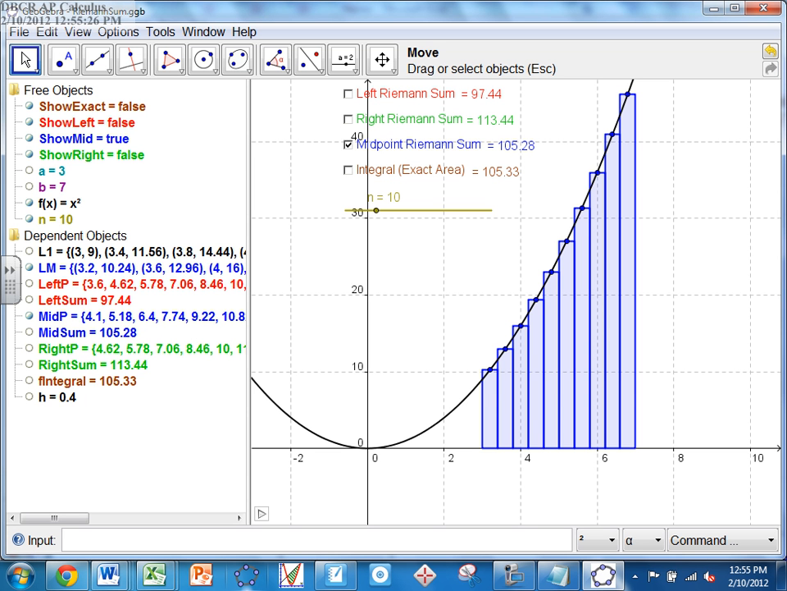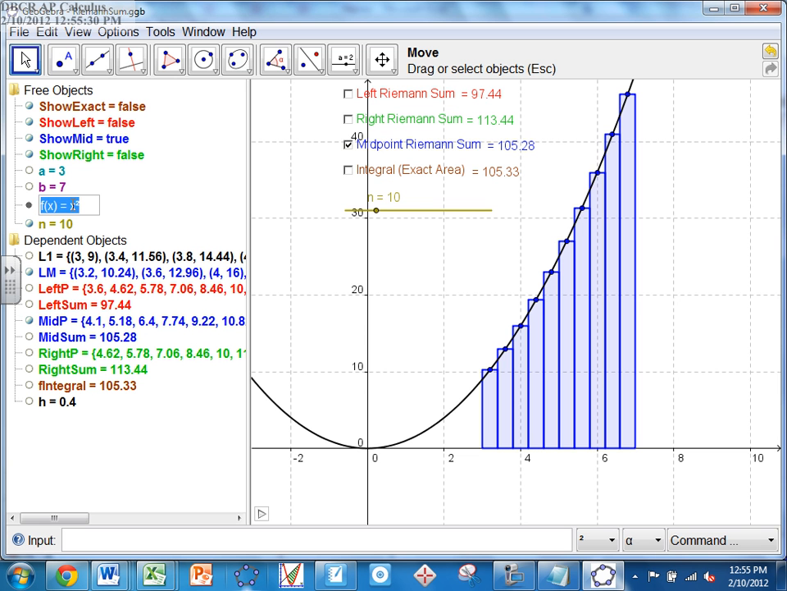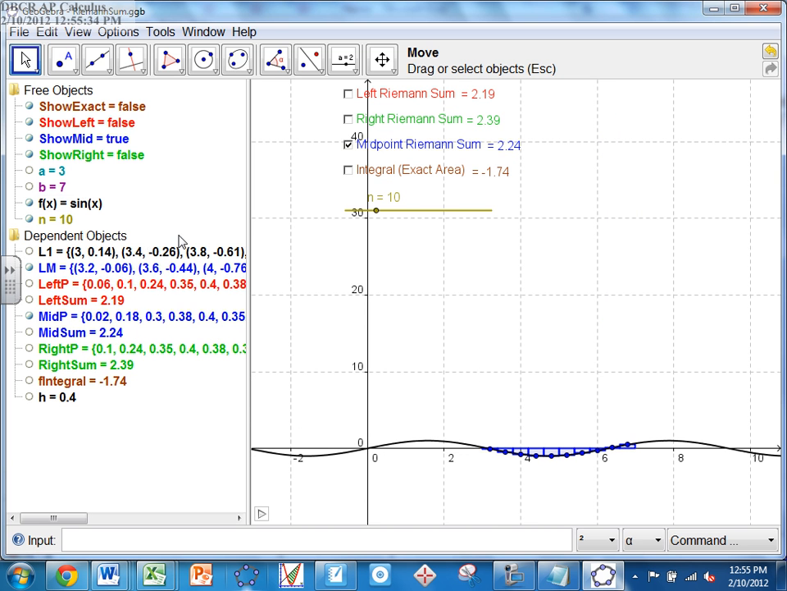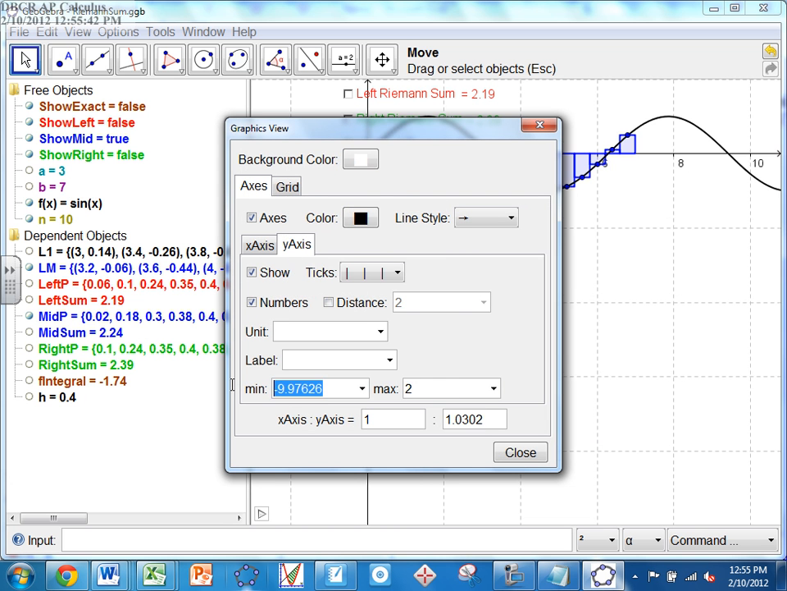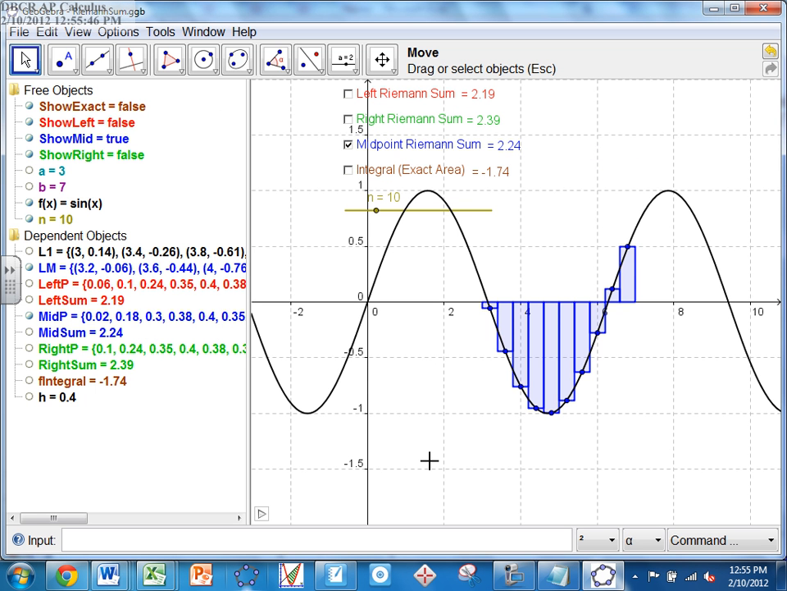Let's go ahead and take a look now, instead of x squared, at something like sine of x. And we're going to have to obviously change our scale here. I know that the sine curve goes from -1 to 1, so I changed my range from -2 to 2.